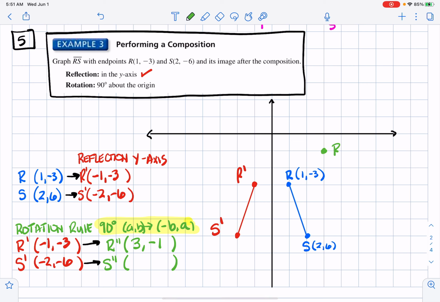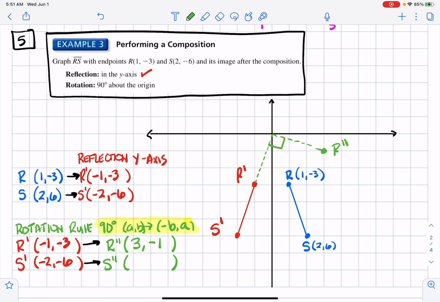That ends up being our double prime. And what this is, if I draw and trace a line back and trace a line there, that is a 90-degree rotation about the origin, okay? So that's where I'm ending up with that one.